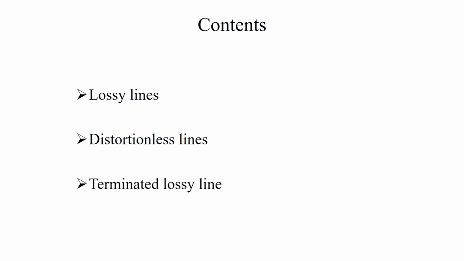In the previous lecture, we discussed wave propagation in a transmission line and particularly focused on the characteristics of a lossless line. In this lecture, we discuss the lossy transmission line. We discuss a special form of lossy line which is called a distortionless line, and we also discuss terminated lossy lines.